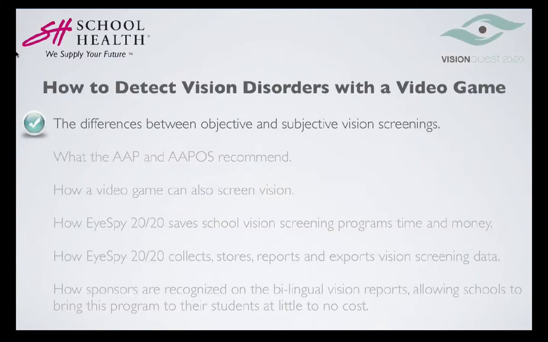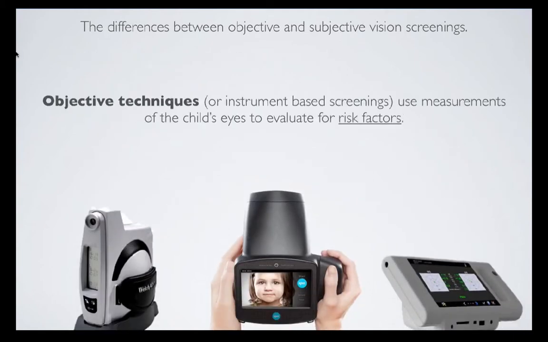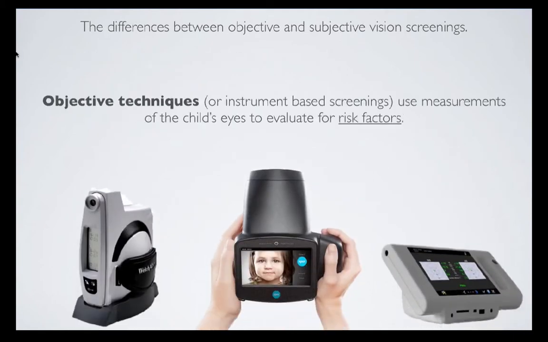So let's start off by talking about the difference between the 2 different ways that we can evaluate a child's vision. The first that I'll talk about is objective. These are commonly referred to as instrument-based screenings. Some of you may recognize the Welch Allyn SureSight or the PediaVision Spot. The device on the right is the Plus Optics S12. They're all very similar auto-refractive devices.